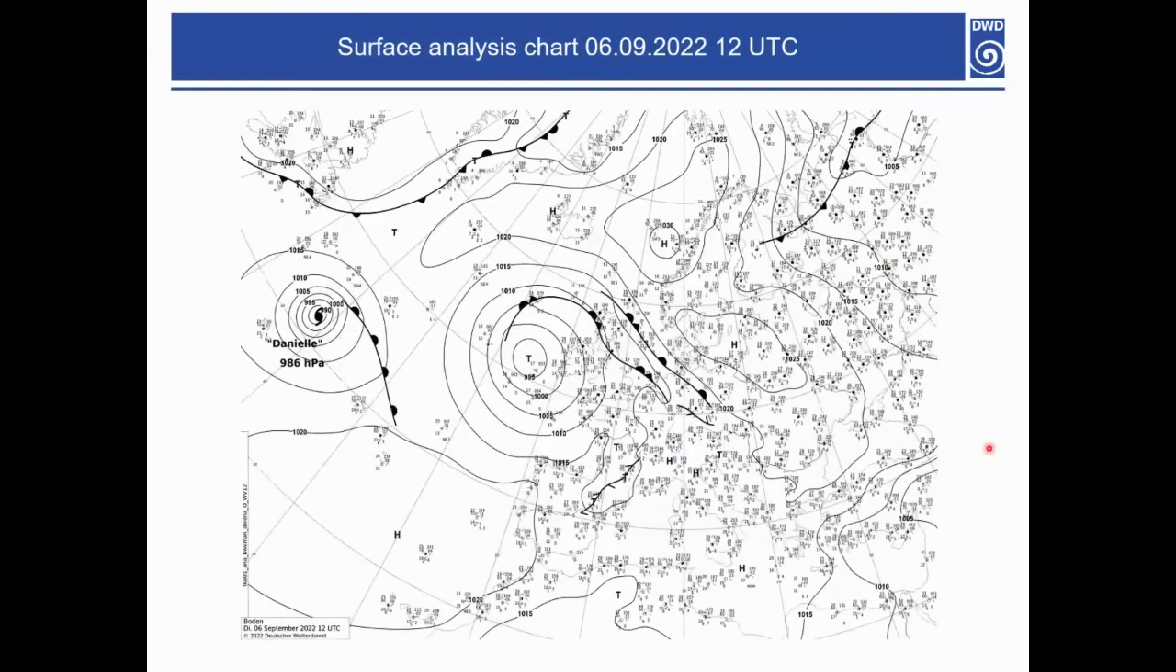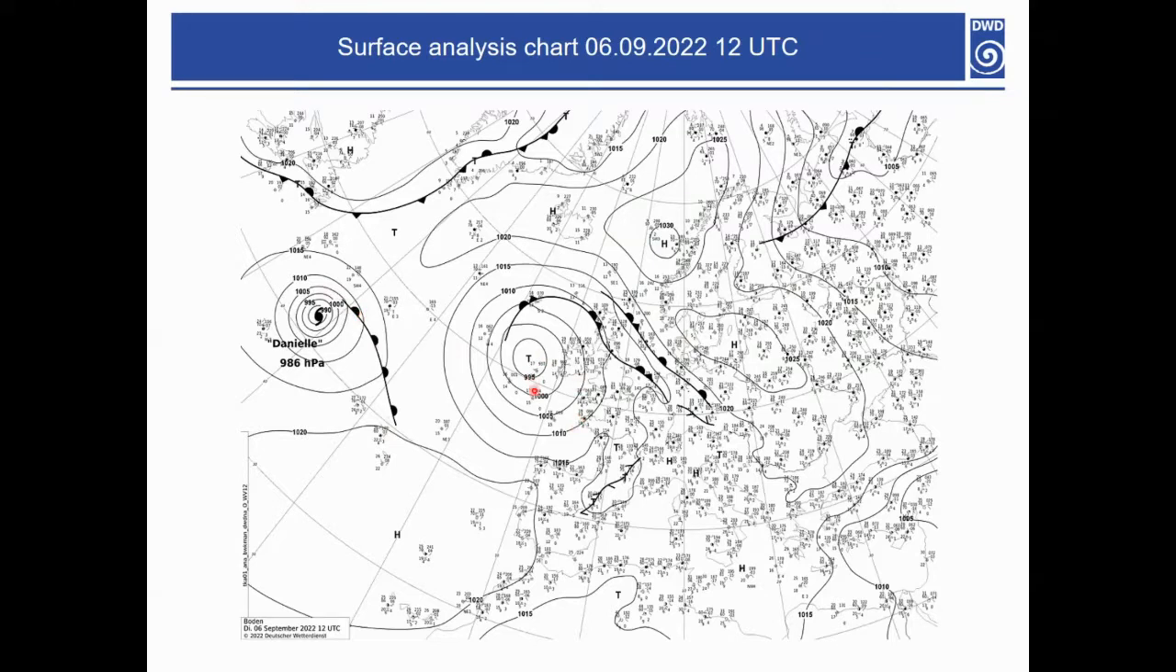So first of all, I'm going to start with a surface analysis chart from the 6th of September, 12 UTC. I've chosen this event specifically as it marks the end of a very long dry period, and for many regions across Europe it was the first time that they experienced rain again. It came along with various severe weather events, mainly thunderstorms and heavy rain showers. Over here, we can also already see ex-Hurricane Danielle, also with a warm front, but Julia will talk about it later, and it won't be significant for what I'm going to talk about now.